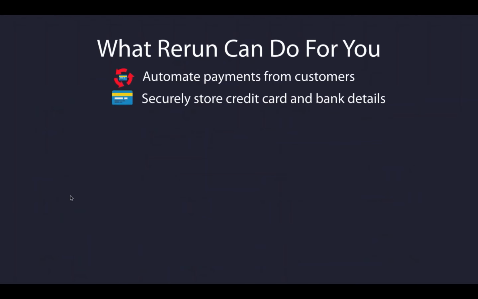Our payment processor uses a tokenization method to securely store credit cards and bank account information in their database. The tokenization process takes the customer's credit card numbers and replaces them with a random value to send back to Rerun.